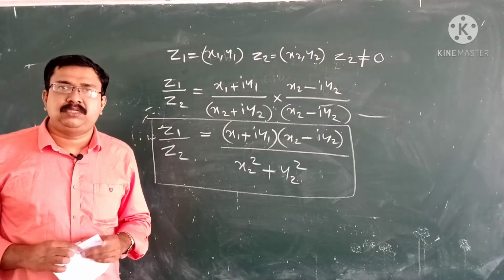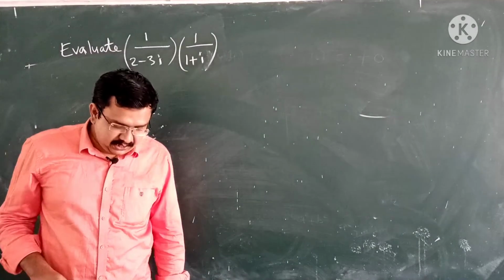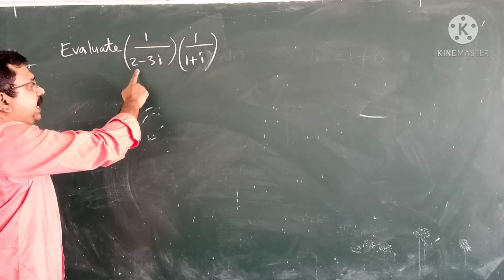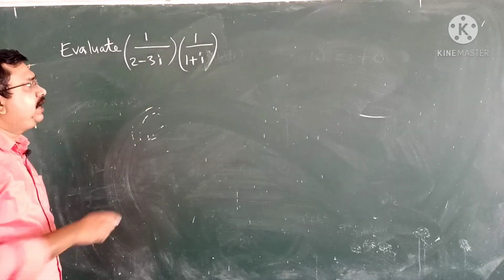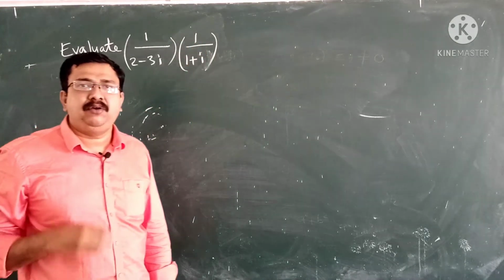Next, we can do some problems. Our next question is: evaluate the following. Evaluate 1 by (2 minus 3i) into 1 by (1 plus i). We want to evaluate it.